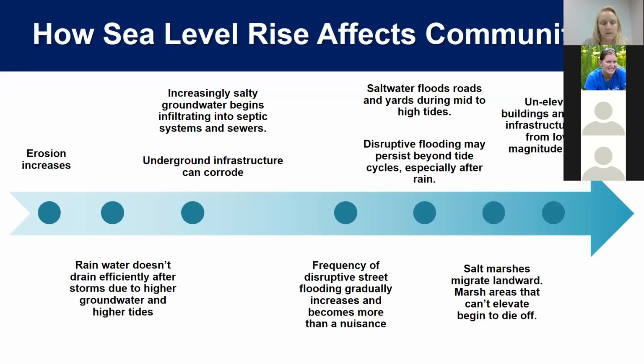So besides an increase in tidal flooding days, what other impacts does sea level rise have to communities? I mentioned earlier how it raises the groundwater table. So after a storm, rain doesn't drain as quickly. It can also corrode our underground infrastructure and infiltrate our septic and sewer systems. It can cause our salt marshes to migrate landward or die off entirely.